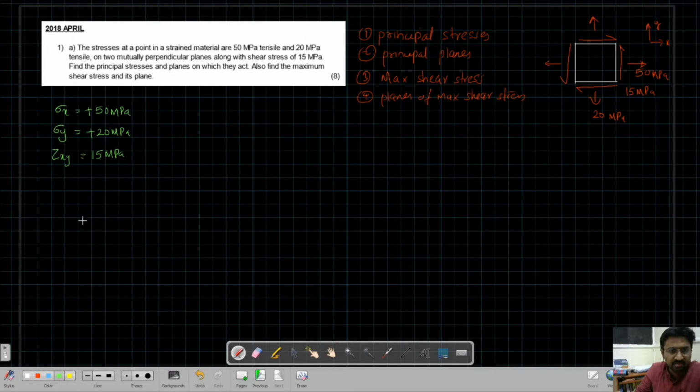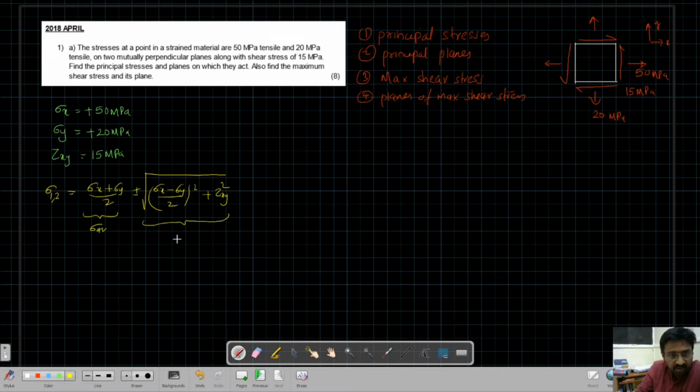This is a very straightforward problem. We want to know the formula for principal stress. The formula is sigma 1,2 equal to (sigma x plus sigma y) by 2, plus or minus the square root of ((sigma x minus sigma y) by 2) whole square plus tau xy whole square. The first term we call sigma average, the average stress, and the second term is nothing but the radius of the Mohr's circle. We call this R. If you split it into two parts, it is easier for our calculation.